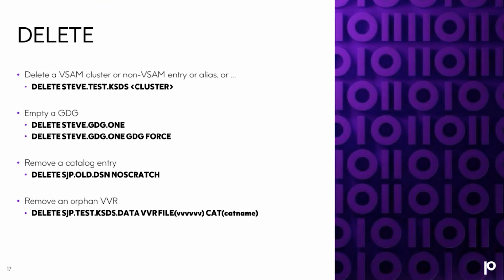And so there's an operand on the delete command. I can say delete dataset name VVR, in which case I have to point to the volume that it resides on with the file operand. And that will allow me to delete a data set that has been partially deleted, that's damaged in some way. It doesn't have the catalog entry, but it does have an entry in the VVDS. And before I can create another data set with that name, I've got to delete the entry in the VVDS. And so I can do a delete VVR, or if it's a non-VSAM data set, delete NVR.